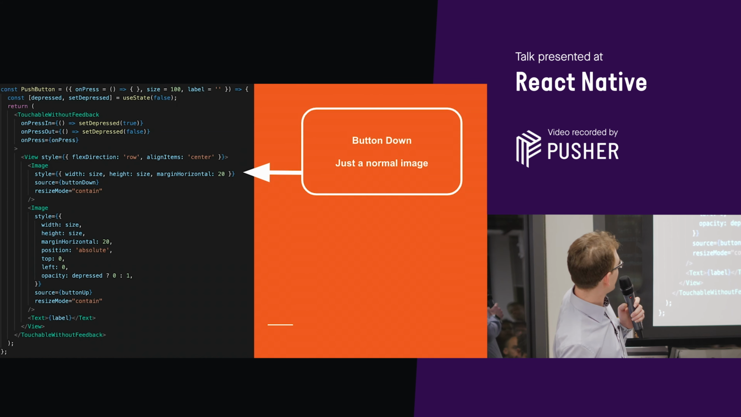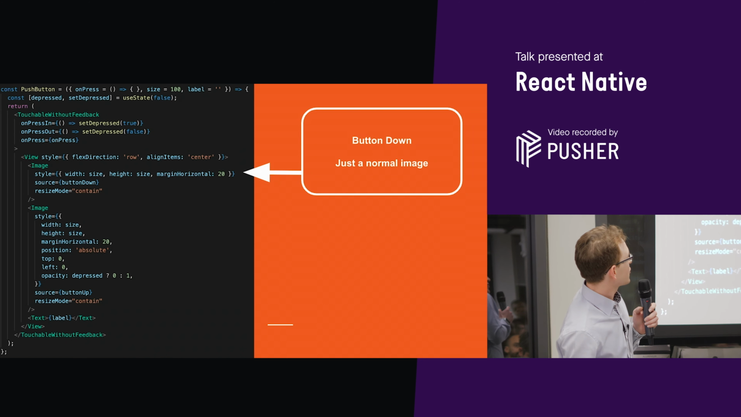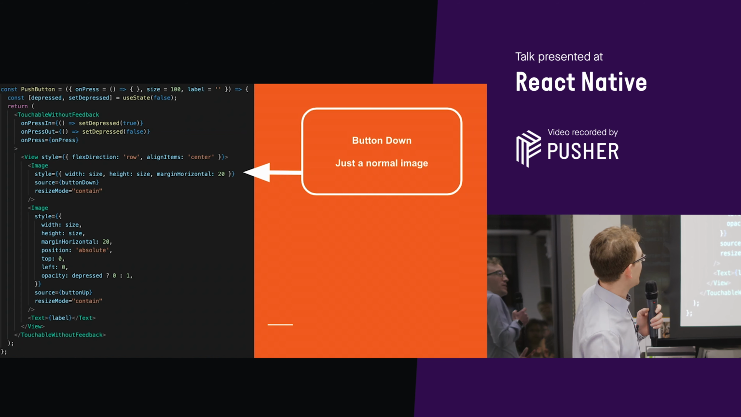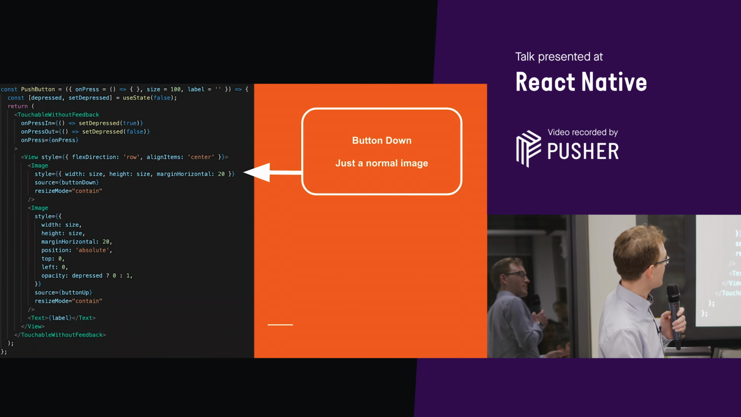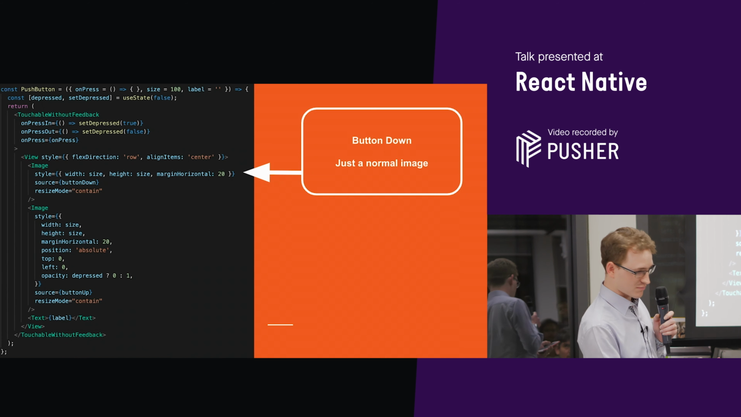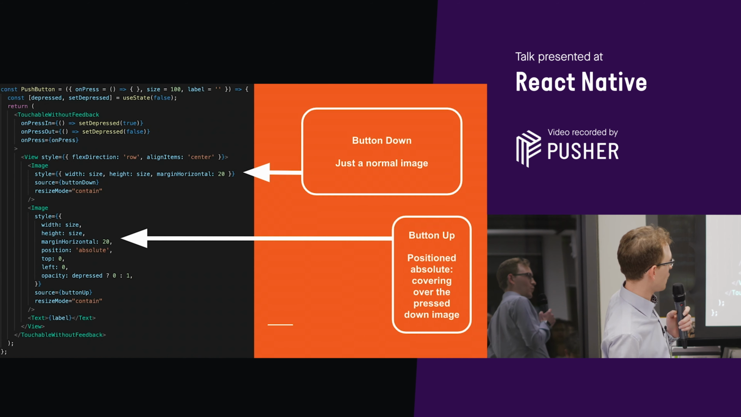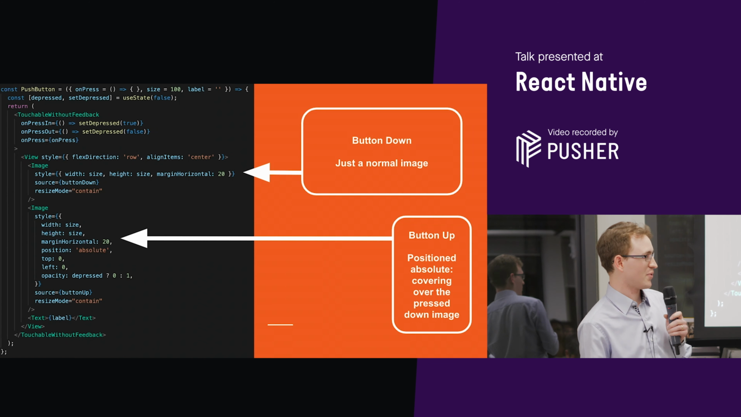Where hopefully you can read the code and it's not too small. We've just got a normal image for our down version of our button, which we're rendering there, and it's in place and sitting there and looking pretty. And on top of that, hopefully, we're going to position our up version of that image.